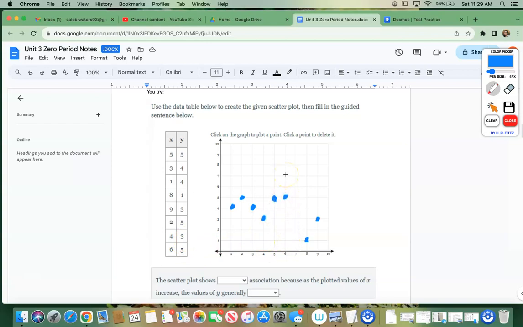Now, if you're like, what's happening with this one? I kind of feel the same way, right? Okay. So there's really not much of an association. So you could say the scatter plot shows no association or a weak association because as the plotted values of x increase, the values of y generally show no pattern. Okay, and so that one, there's just not as much going on. That's that.